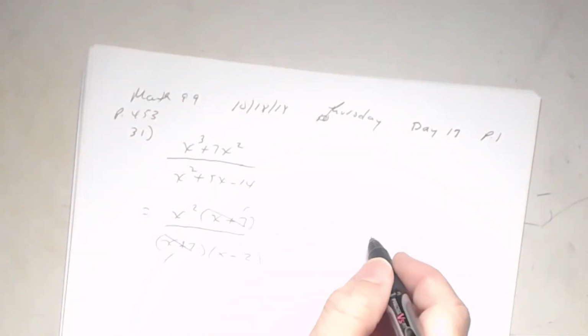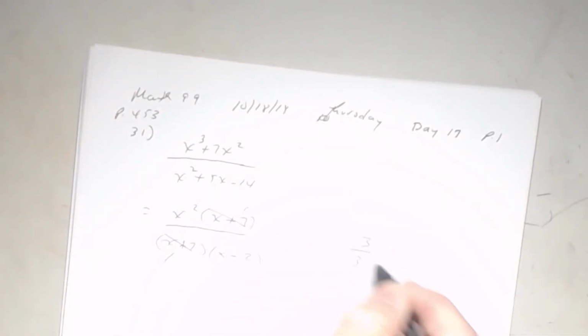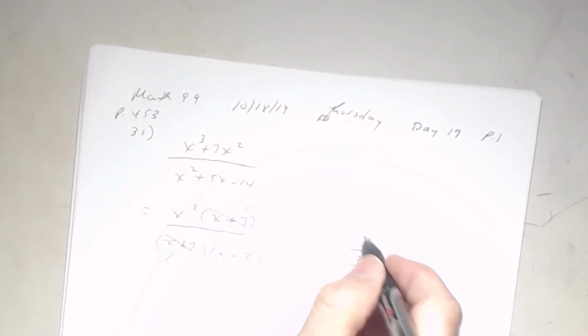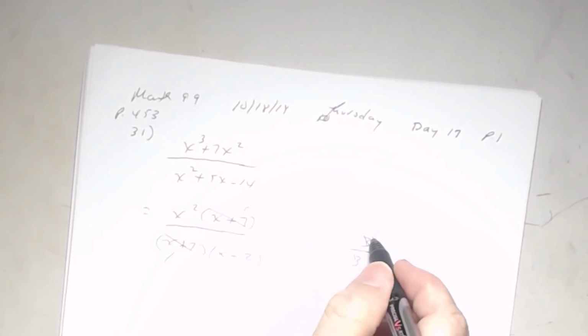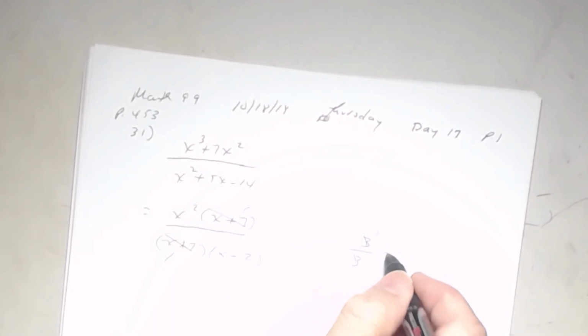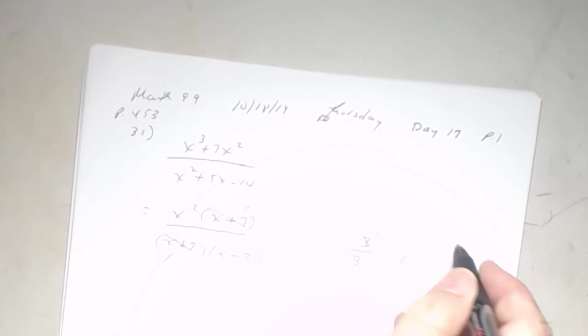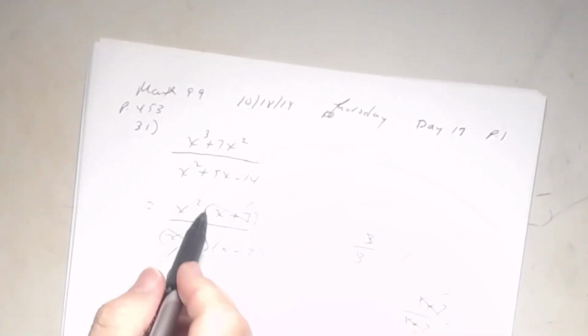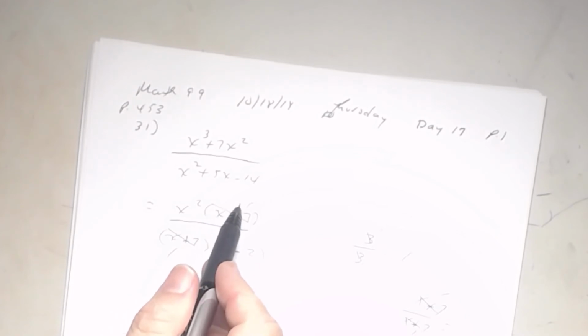Let's remember about this. What's 3 divided by 3? 1. Remember, you reduce: 3 divided by 3 is 1. You get 1, right? So what's x plus 7 divided by x plus 7? 1. So that's why we put 1s there. When you cross them out, make sure you put a factor of 1 that's left. The factor of 1 is the only thing left.